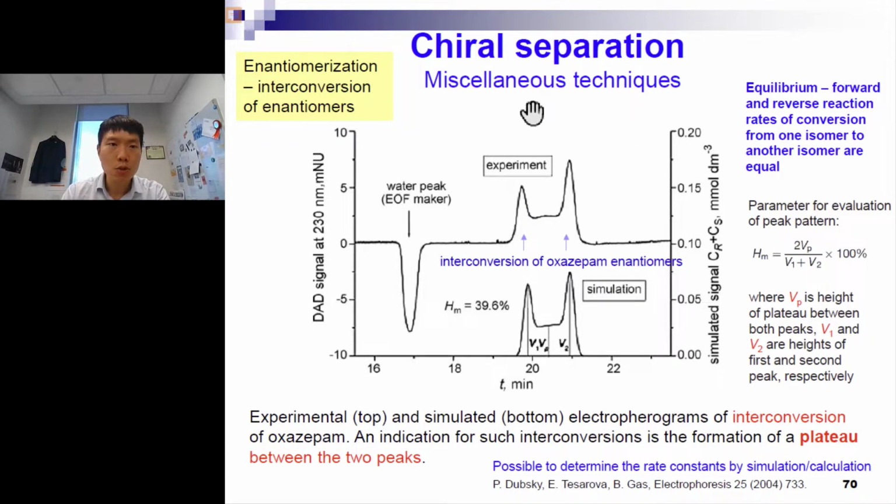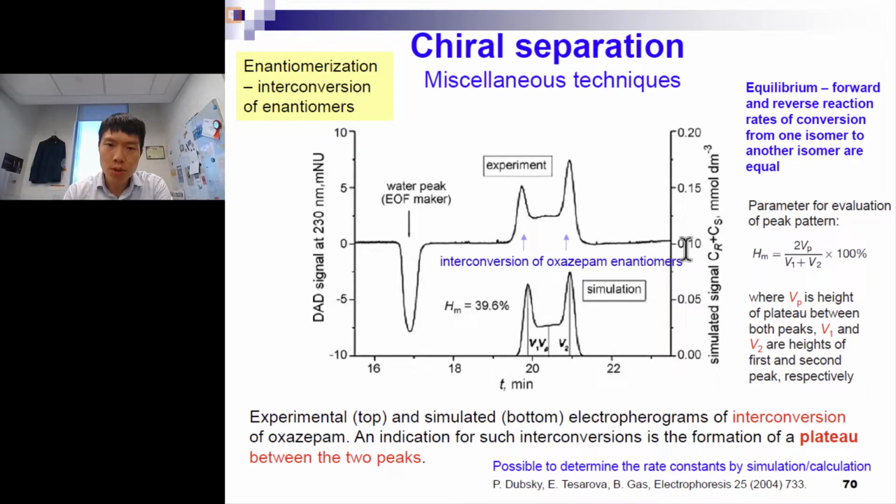Next, during the chiral separation by CE, right, there will be an interconversion reaction. We call it the enantiomerization reaction that takes place. And here you see, it's interesting here. This is not the baseline. Baseline is here, right, across the baseline, but it's a plateau. And this plateau tells you that it consists of a mixture of both the separated enantiomers over here, because it's an equilibrium.